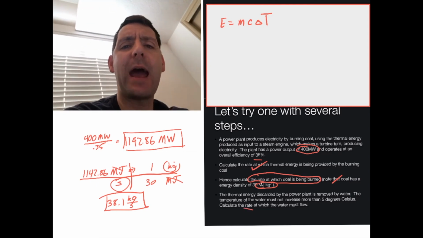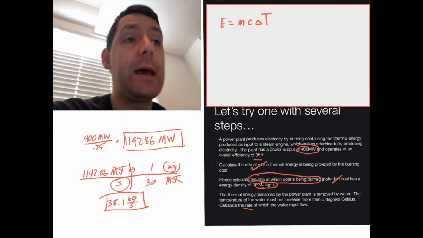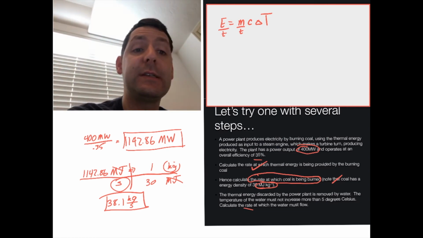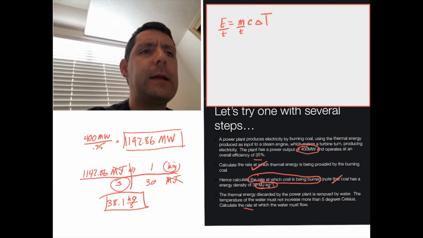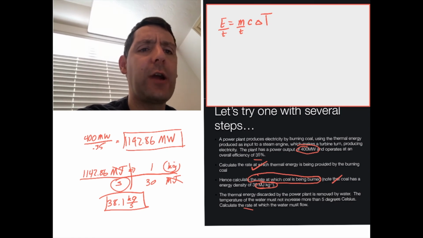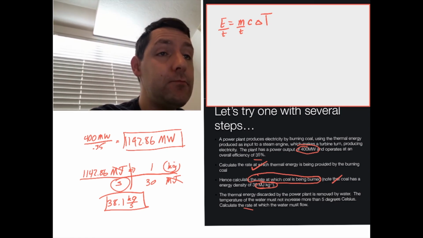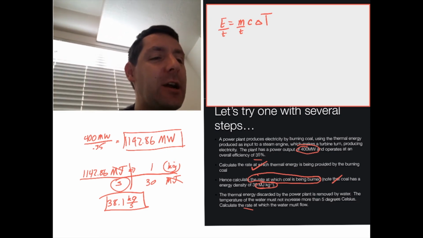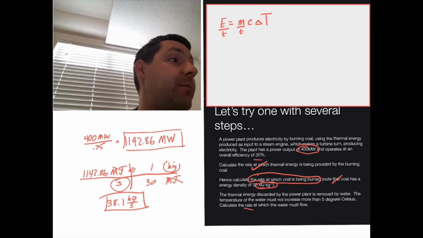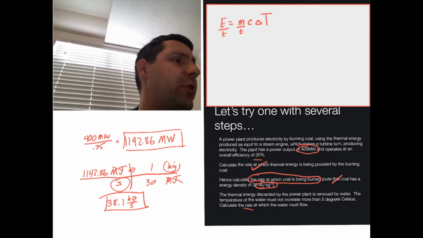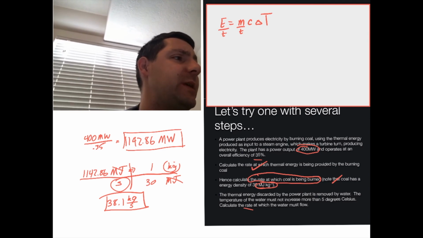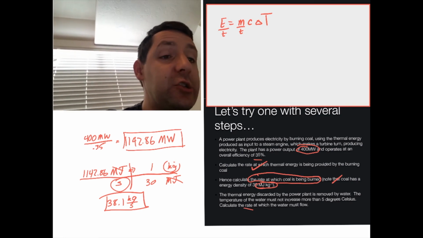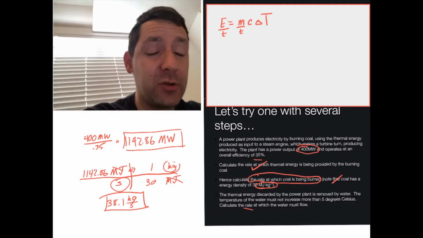It does talk about the rate at which the water must flow, so that would be a mass over time. So I'm going to go ahead and go mass over time here. But if I do that divided by time, I've got to do this divided by time. And then I'm going to figure out what to do with that. So it does talk about the thermal energy being discarded by the plant. So which energy is that? Which energy is being discarded by the plant?